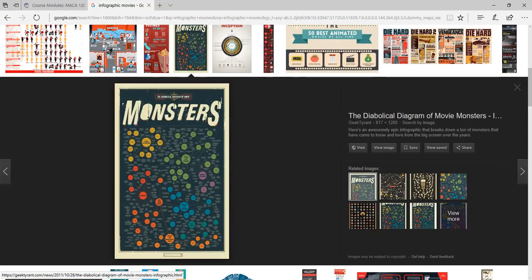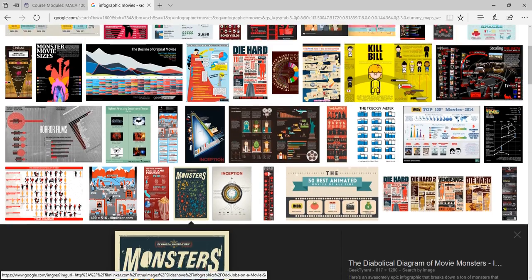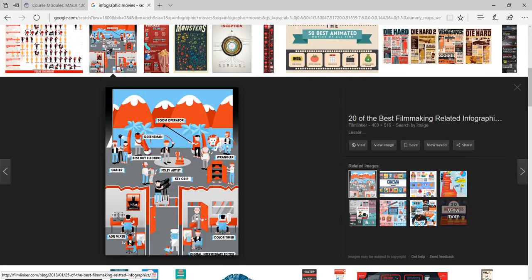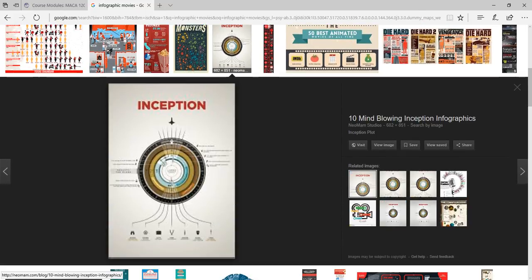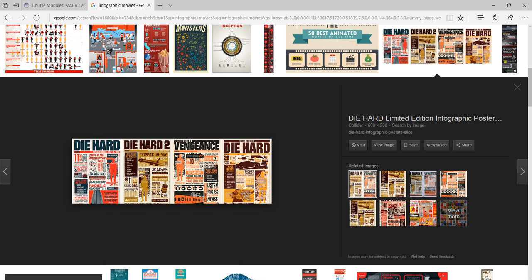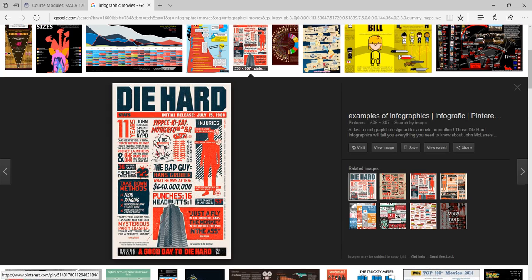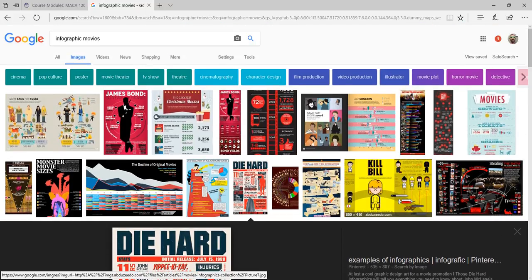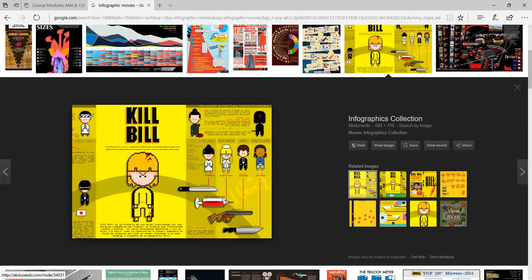Monsters, more graphic than this. So again, just like the vector poster, we want to use graphics, not just circles or squares. We want imagery, stuff like this, imagery. This one looks neat, but again, it's not very graphical when compared to something like that, something like that one, even the Kill Bill one, okay?